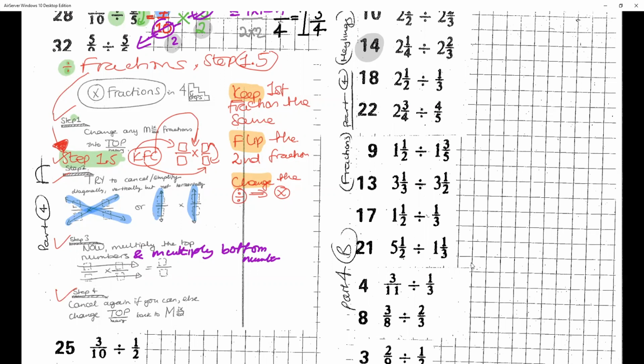One more extra rule. So multiplication, Aisha, has 4 rules, and division has how many rules? Division has 5 rules. So you've got step 1, step 1.5, step 2, step 3, step 4. Basically, division is exactly the same as multiplying with one extra little KFC: keep, flip, change, or in my case, KCF, keep, change, flip.